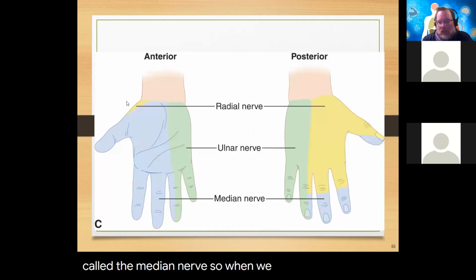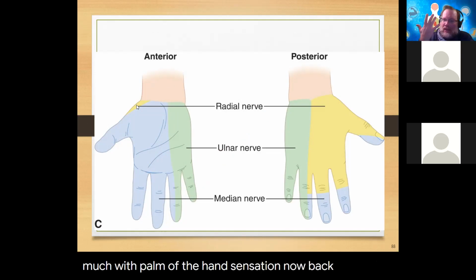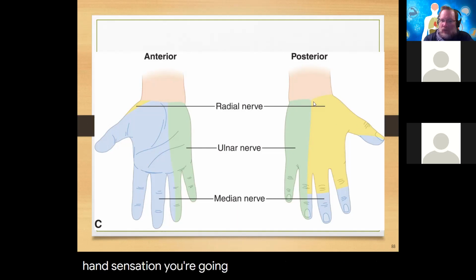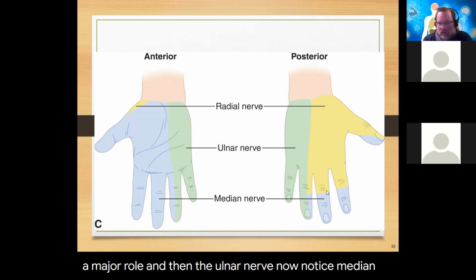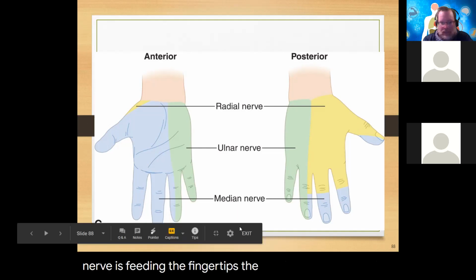So when we look at what nerves feed the hand, we look at the palm of the hand and we can see the ulnar nerve. Okay, the ulnar nerve is going to play a pretty big role. Okay, and then the median nerve. Radial nerve doesn't do much with the palm of the hand sensation. Now, back of the hand sensation, you're going to have the radial nerve playing a major role, and then the ulnar nerve. Now, notice median nerve is feeding the fingertips, thumb tips.